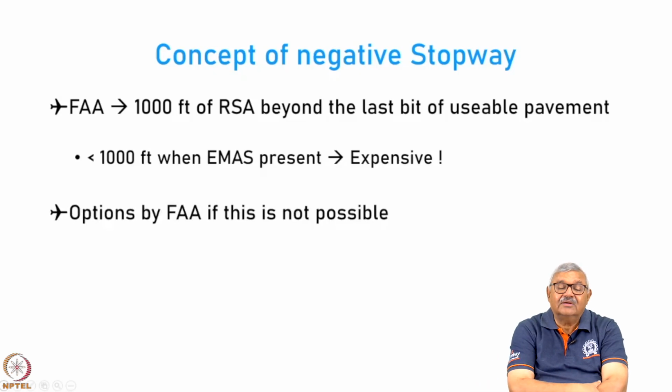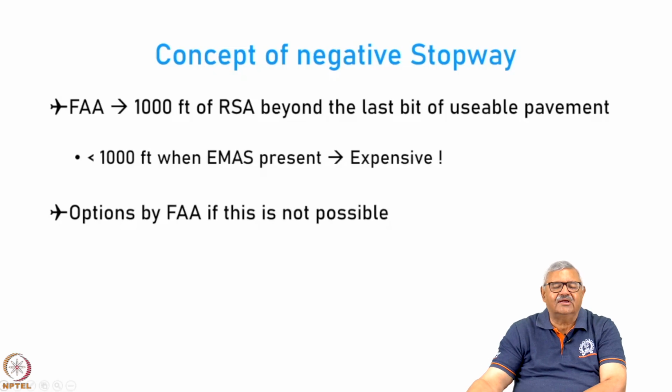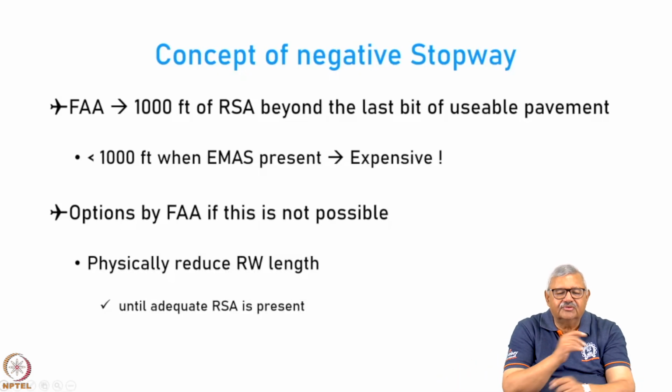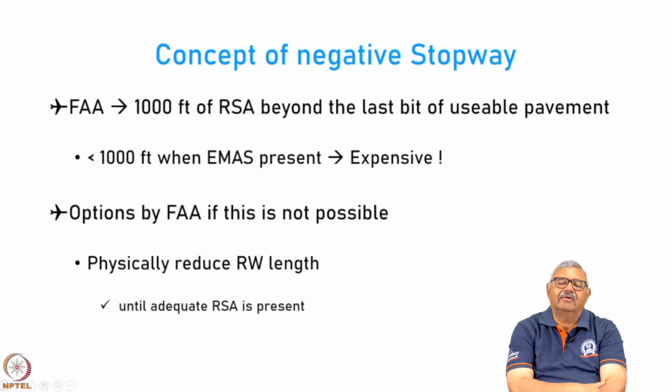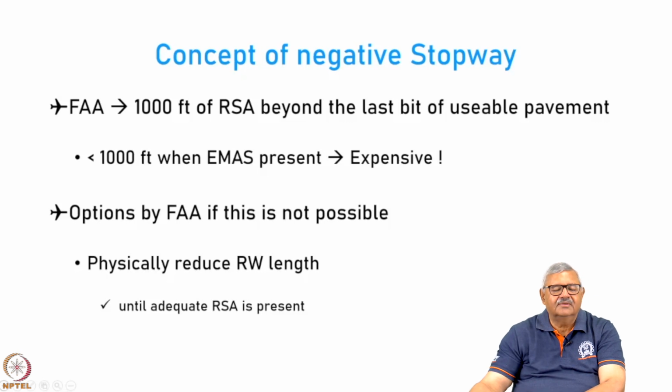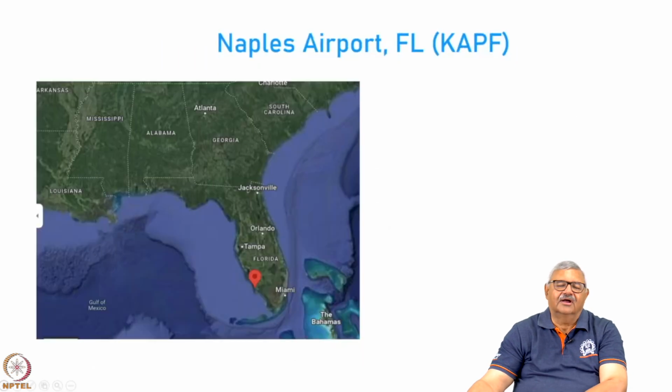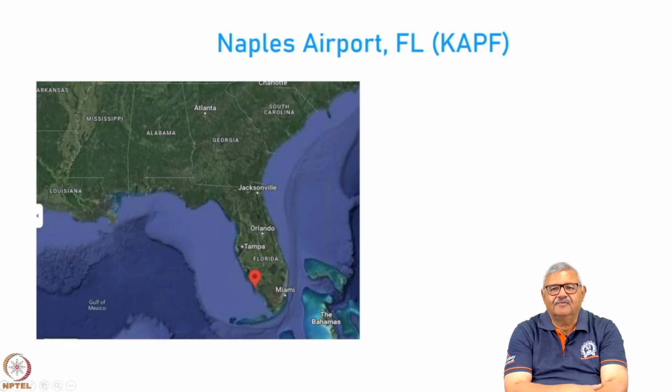Now, suppose it is not possible to have 1,000 feet clear because you are in the middle of the city or you are at a location where you do not have land available, then FAA gives you two options. One option is you physically reduce the runway length until adequate runway safety area is present. This is done by not using some part of the runway, or you can reduce the declared ASDA and or LDA, right. So, let us see how it is done. So, here is an example of an airport called the Naples Airport. This is not in Italy, this is in Florida.